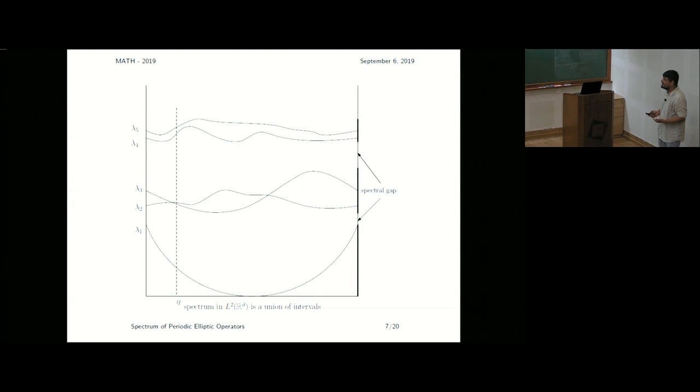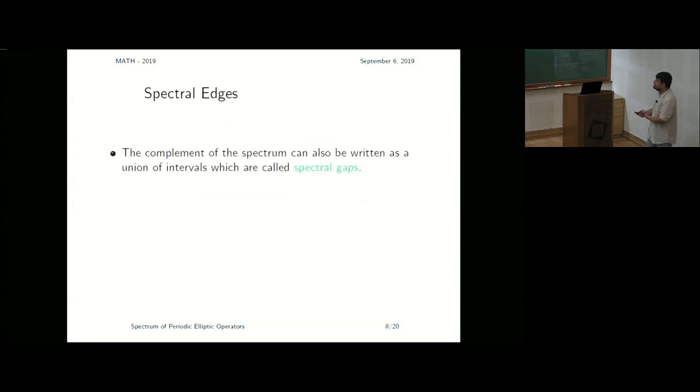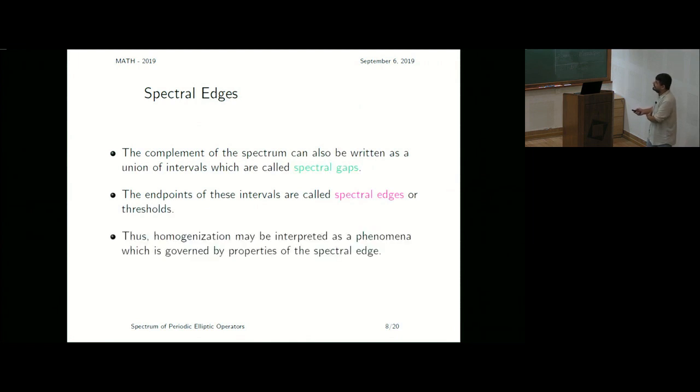And the spectral edges are very important. In fact, it is the property of spectral edges which determines the homogenization. So here I'm just defining spectral gaps and spectral edges. And I'd like to say again that homogenization is in fact governed by the properties of the spectral edge. As you would have noticed, in the Bloch wave method, the homogenized tensor is given in terms of the Hessian of the first Bloch eigenvalue at xi equal to 0.